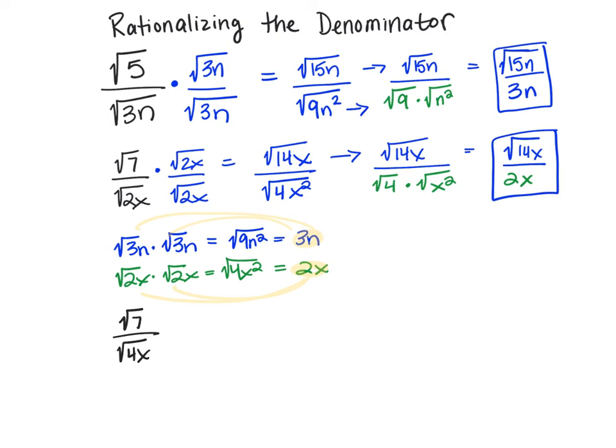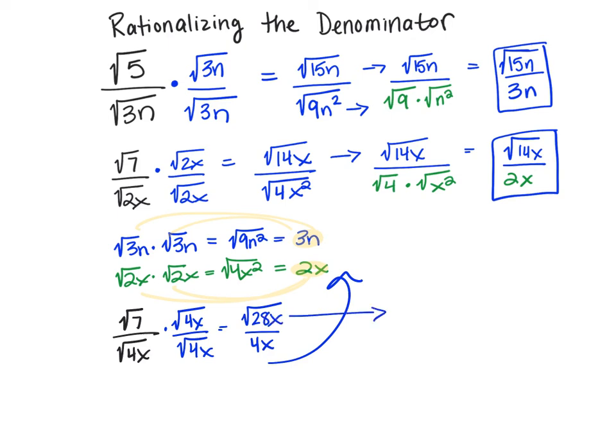So if I want to rationalize this new example, I'm going to multiply by root 4x over root 4x. If we apply that pattern we learned up here, root 4x times root 4x, after all the simplifying is done, is just going to give me 4x. And then root 7 times root 4x is going to be the square root of 28x, which can be simplified.